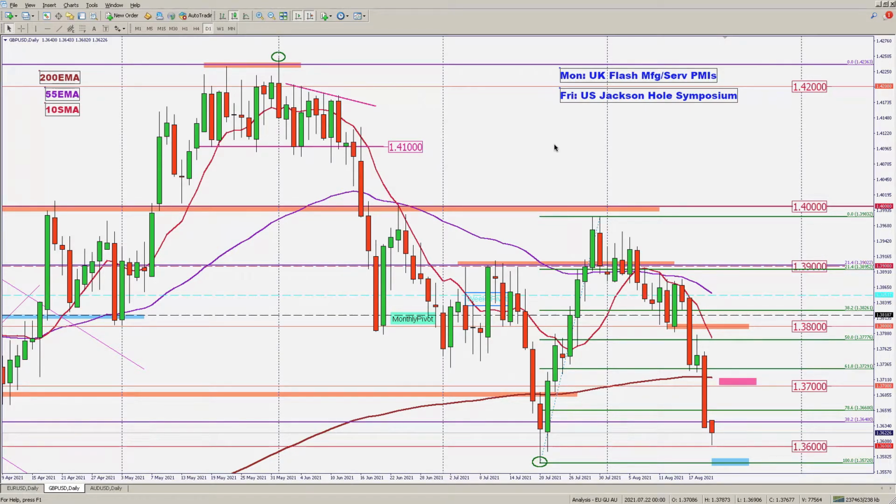So likewise with the Eurozone, Monday is a flash PMI day for all the major economies, and also is exposed to the Jackson Hole Symposium on Friday. So especially the speech from the Fed Chair Powell.